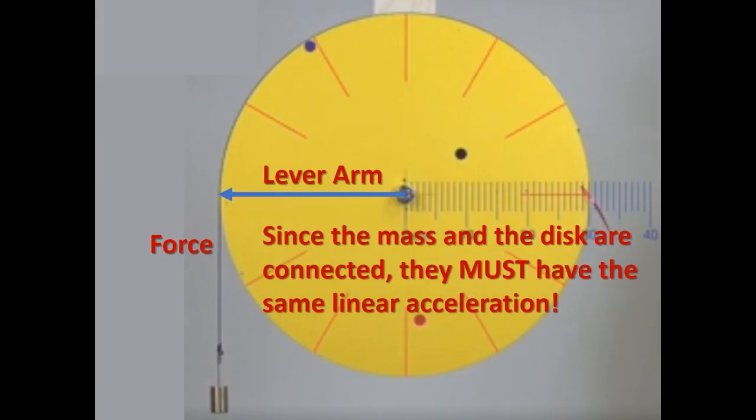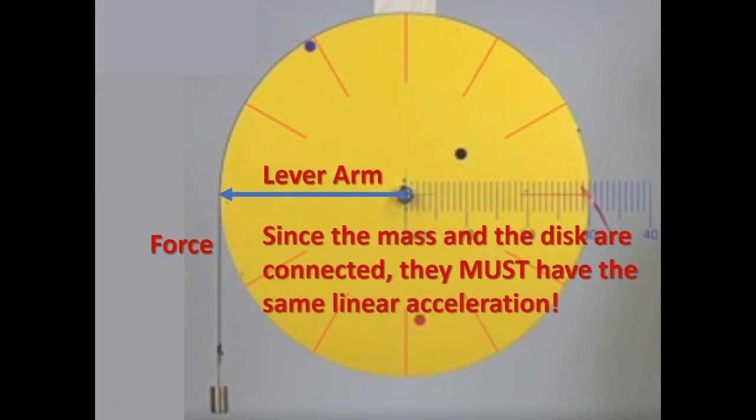So since the mass and the disc are connected to each other, they must have the same linear acceleration. And that's very, very important because we know the values for the hanging mass, but now we need to find the acceleration of the disc. And so this concept is crucial, that the acceleration of the hanging mass and the acceleration of the disc have to be the same.